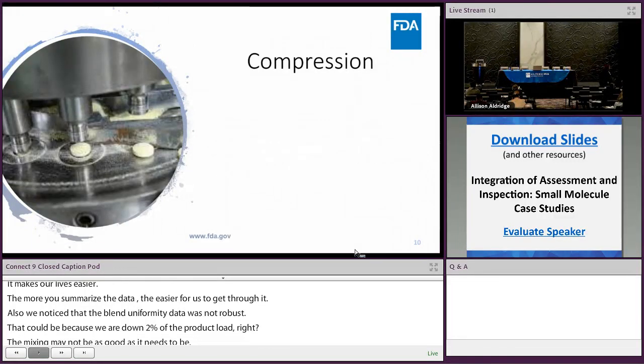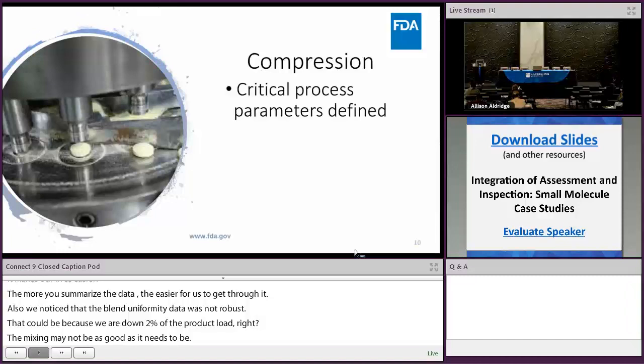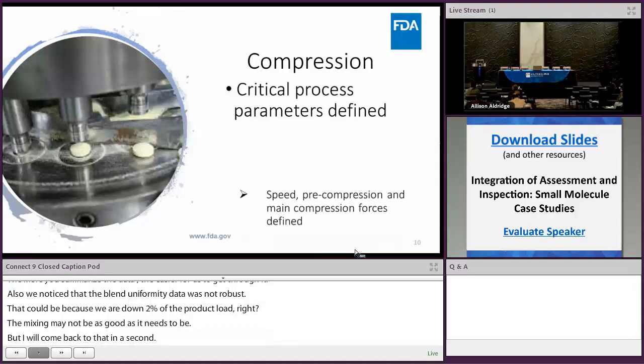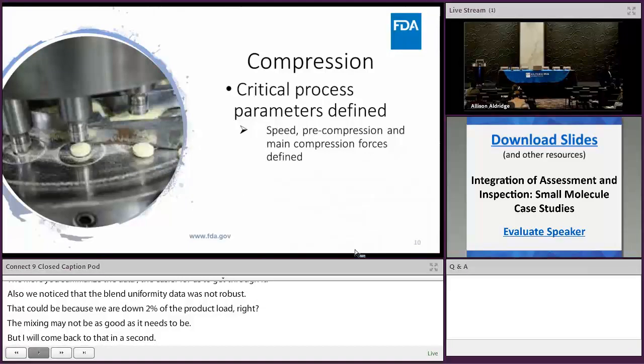Compression. The critical parameters were defined again. We always like that. And for here, it's the speed, pre-compression.